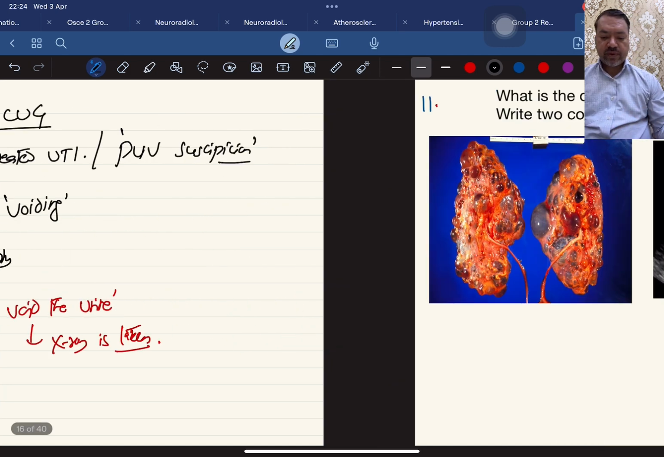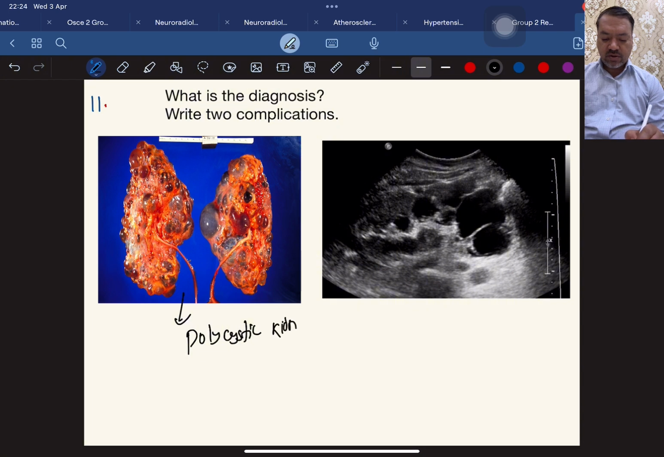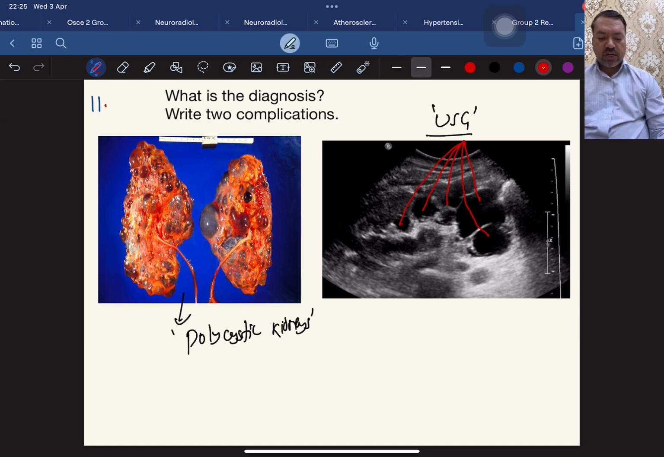So let's move further. Now another case, just pay attention here. What is the diagnosis and write the complications. Look at this gross specimen. This clearly looks like polycystic kidney. And this is ultrasonography. This ultrasonography is showing the multiple cysts in the kidney. Like here is one, here is another one, multiple cysts in the kidney.